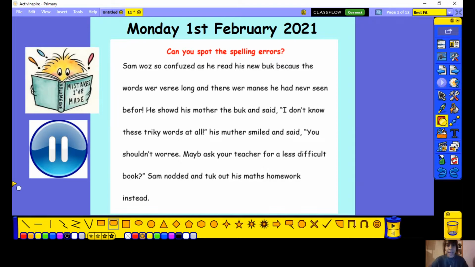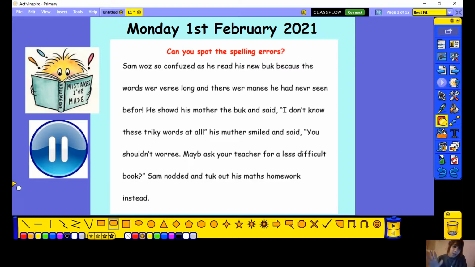So the text goes as follows. Sam was so confused as he read his new book because the words were very long and there were many he had never seen before. He showed his mother the book and said, "I don't know these tricky words at all." His mother smiled and said, "You shouldn't worry. Maybe ask your teacher for a less difficult book." Sam nodded and took out his math homework instead.